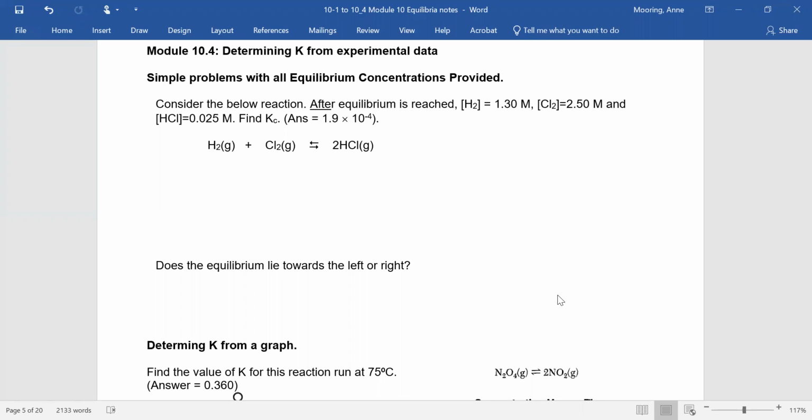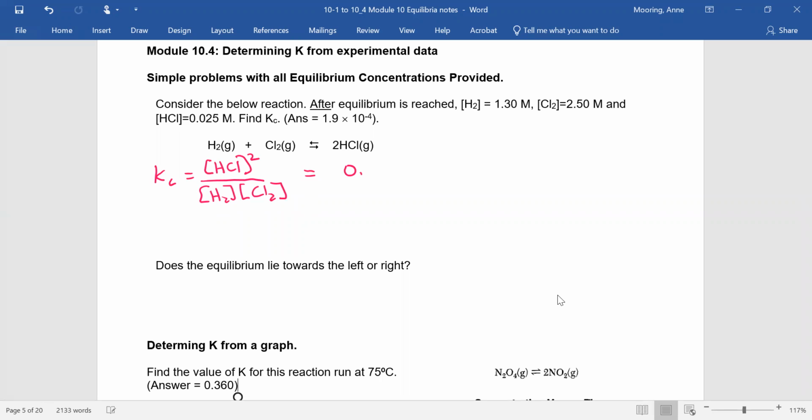Find Kc. So the first thing we're going to do is write the equilibrium expression. So Kc is going to be equal to products over reactants raised to their coefficients. So HCl squared over the concentration of H2 over the molarity of chlorine. And then it's a matter of simply substituting in the values.